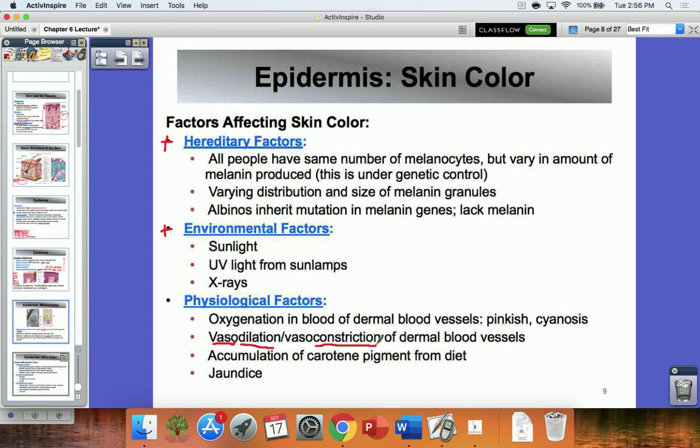And of course, some of the things that we eat, like carotene, which is a pigment that's found in certain foods like carrots, can affect color, and even jaundice. Jaundice will give us this yellowing color, and that is a sign that there may be some type of issue with the liver. You'll have this yellow tint to the skin and this yellow color of your eyes.